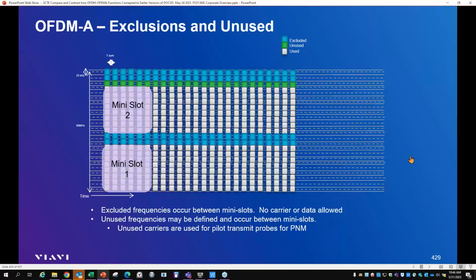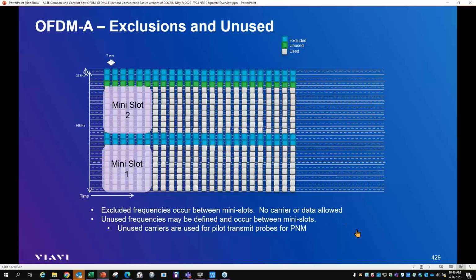A lot of systems decided to use exclusions specifically for their set-top boxes. Since the system is still mostly 5 to 42, they deploy the OFDMA carrier between 5.5 megahertz and 20 megahertz, and allow the set-top box to deploy by adding those exclusion zones as an example, right? So again, excluded frequencies occur between the mini slots.